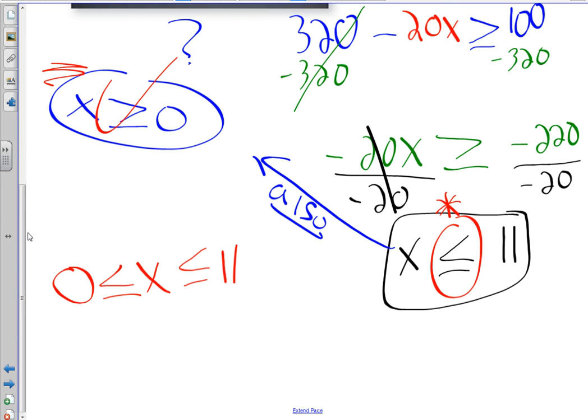Pick another thing that you think works. Another amount of 20s you could take out. Okay, 4. So we say 4 goes here. Well, 0 is less than or equal to 4. Is that true? Yes. And 4 is less than or equal to 11. Is that true? Yes. Okay, cool.